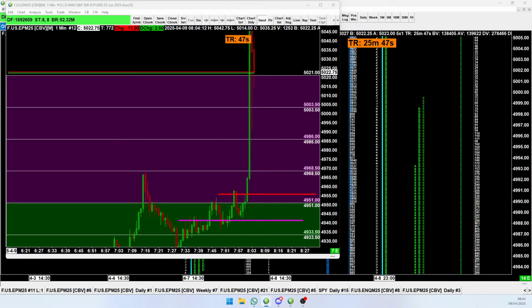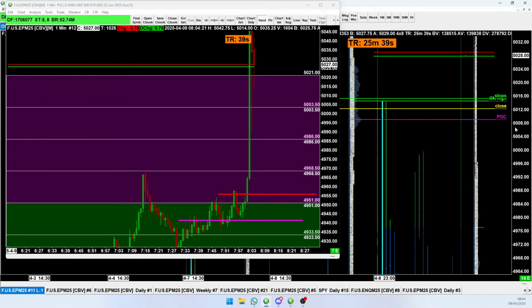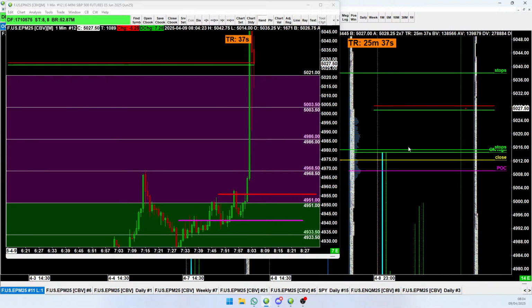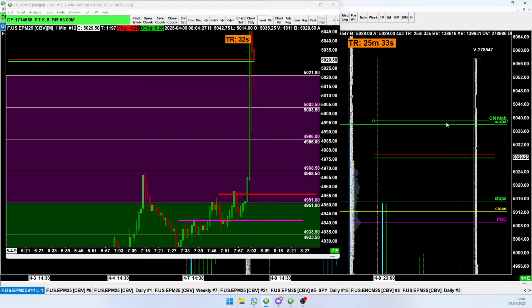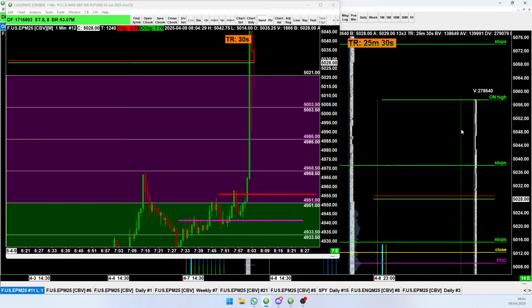Well, this is how they built the market. This is what you get when you can make a market execute in milliseconds. Right? I did tell you that they were going to squeeze it.